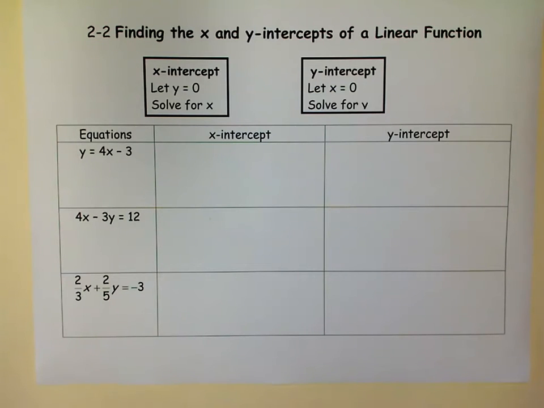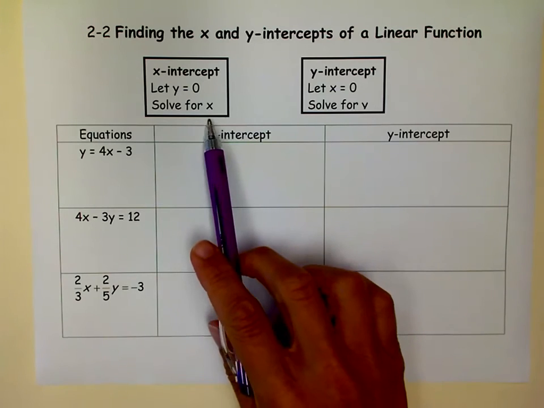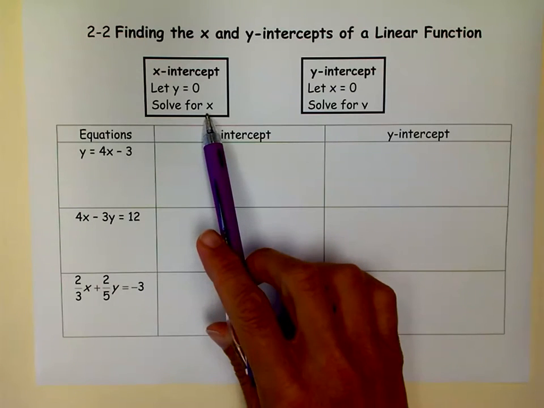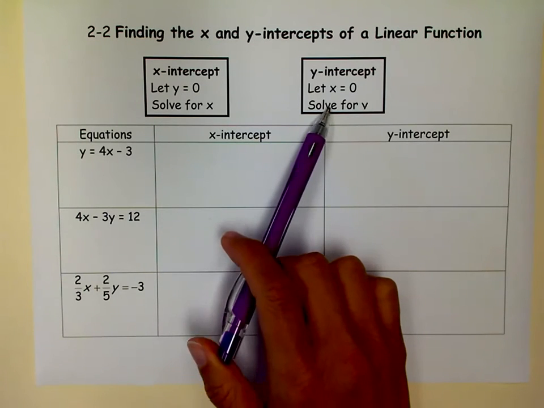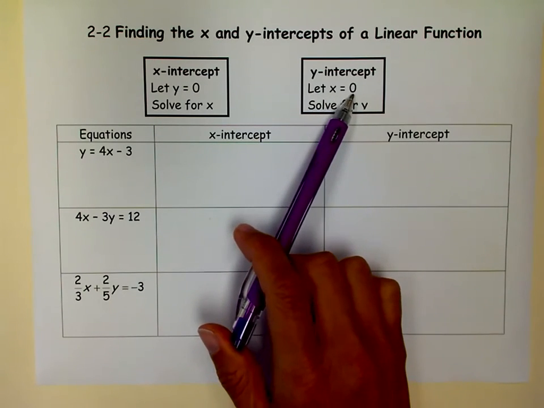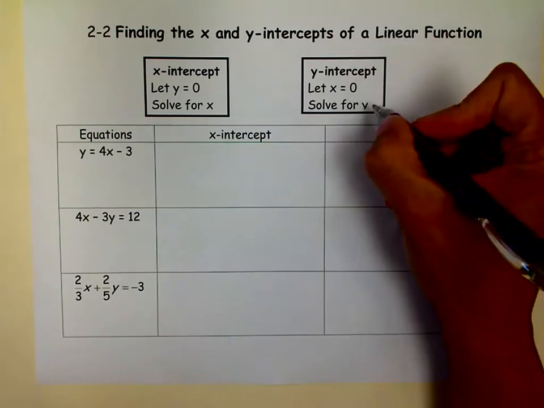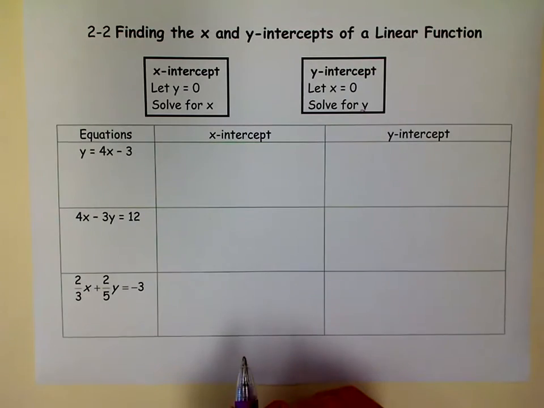We're going to learn how to find some x and y intercepts of linear functions. But really, any kind of function that you are trying to find the x and y intercept for, you could use these same steps. To find the x-intercept, you let y equal 0. To find the y-intercept, you substitute 0 for x, and you solve for y. That's a little y. Okay, let's go.